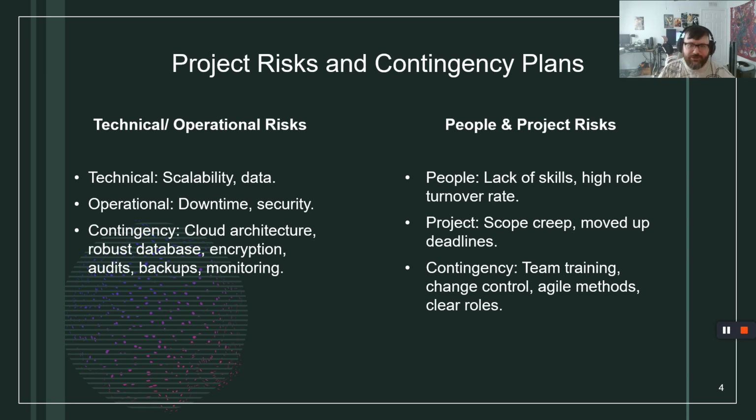Some other project risks that we may run across are moved up timelines, stuff we can't control, changing requirements from a client, etc., stuff like that. But we do have contingencies in place. Some of them include team training. We can change who can control the code, like access rights, etc. We want to make sure that we're going to adhere to agile methods, and we're going to assign clear roles.